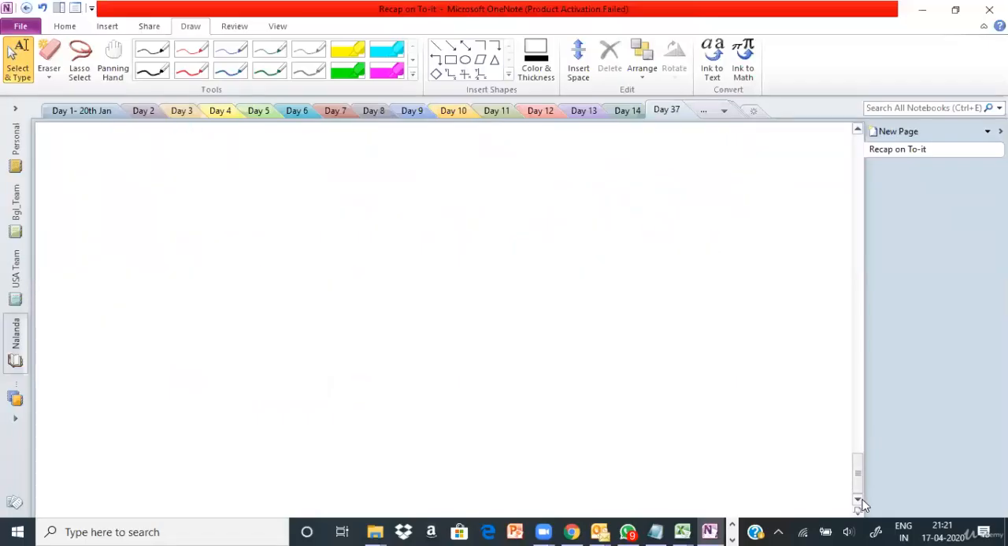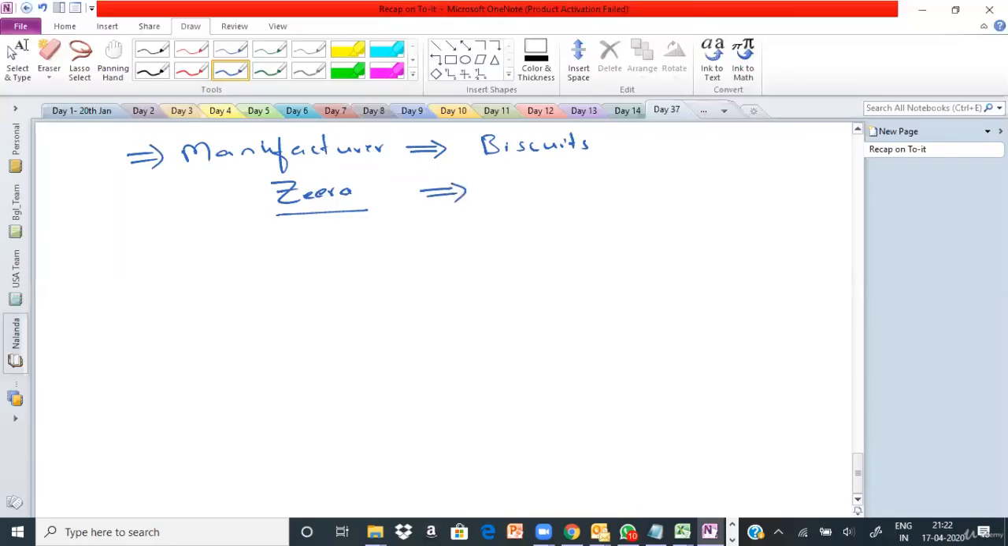Here is a manufacturer. What he does, this manufacturer produces biscuits. This is a bakery guy. These biscuits, let's say Jeera biscuits, the life of this particular biscuit is, let's say, 36 days.